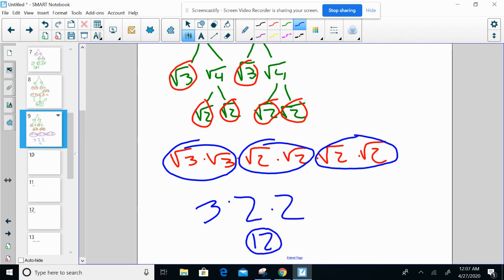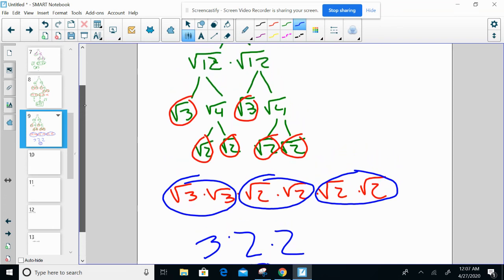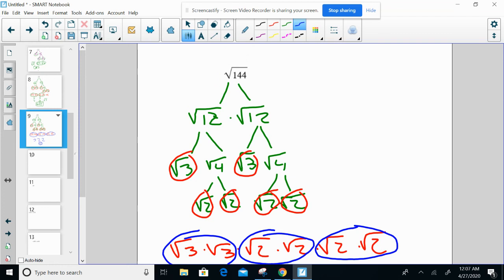So whether it's a perfect square or not, you can do this process. Find factors, break it down into the prime numbers, break it down as far as you can, and then look for pairs, and simplify from there.